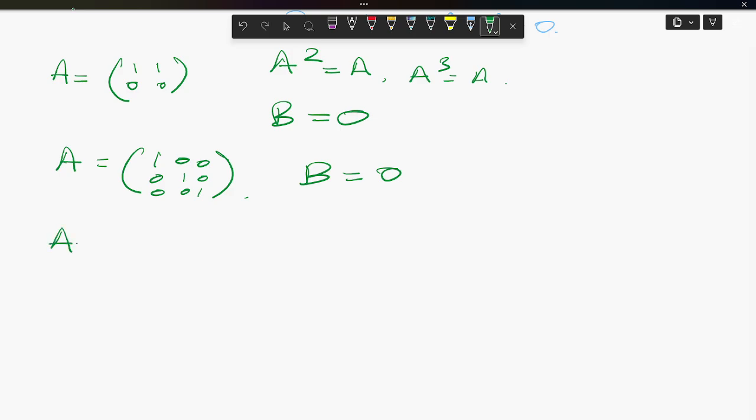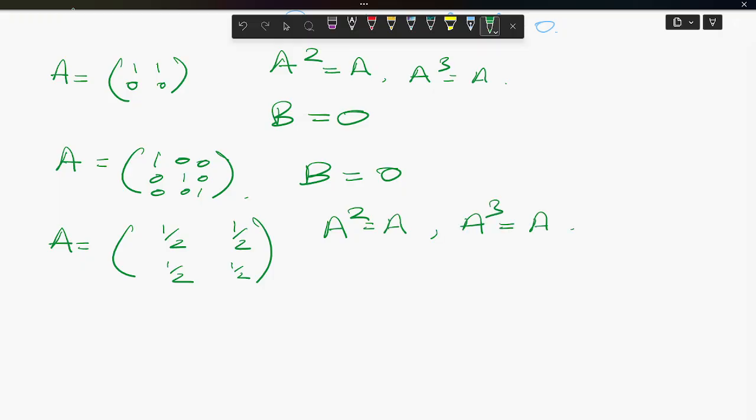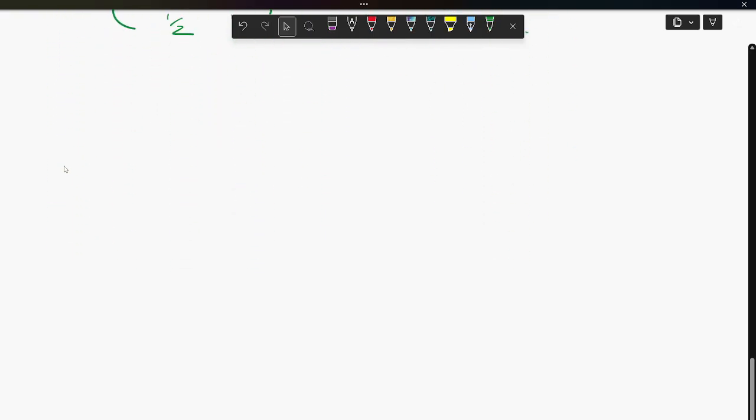So let us take A to be half, half, half, and so then again A square is equal to A and A cube is equal to A and everything happens. It seems that in all the cases B equals 0, leading to infinitely many solutions of Bx equals 0. So let me give a general proof of it. Then it will be easier to see.